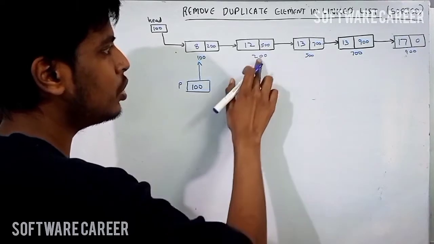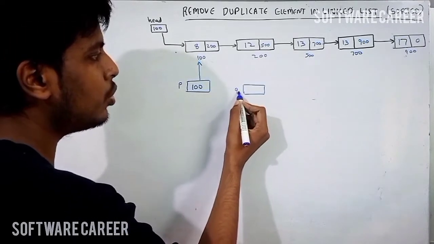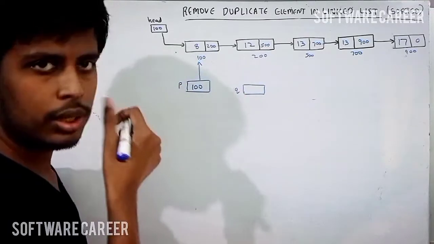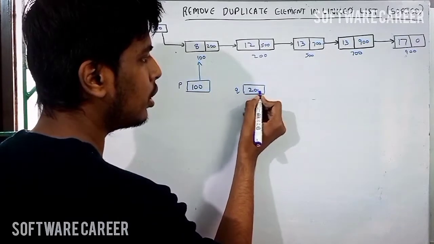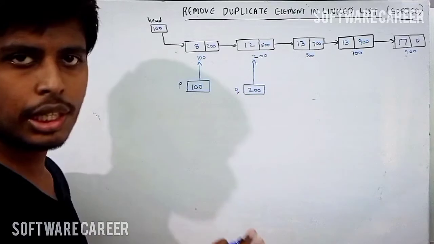Now Q should be equal to 200. How can you access 200? You should write Q equals to P next. P is 100, 100's next is 200. So you should write Q equals to 200. Then Q will point towards the second node. This pointer points towards the second node.